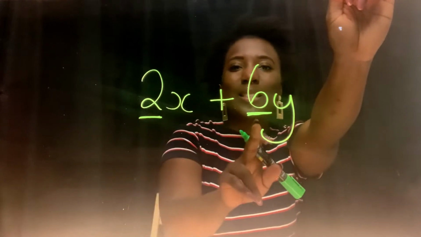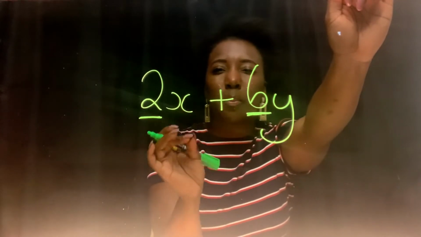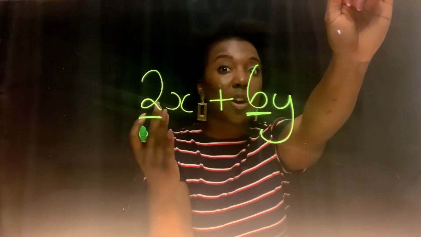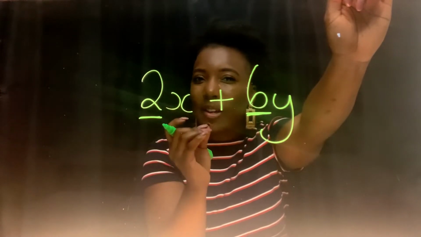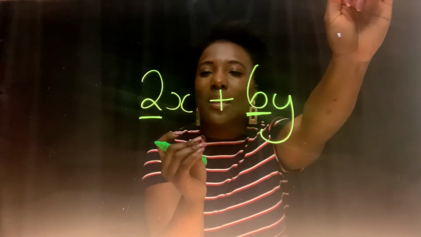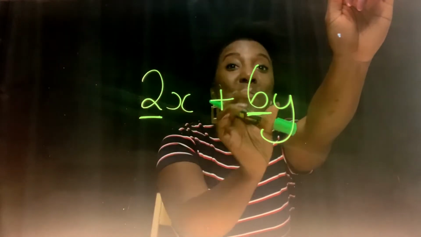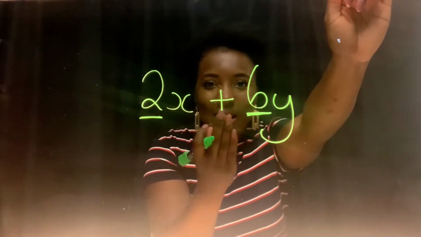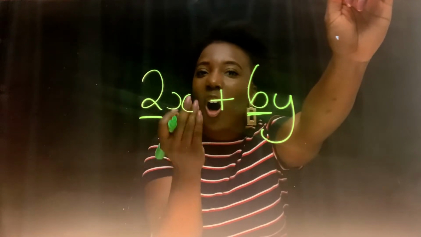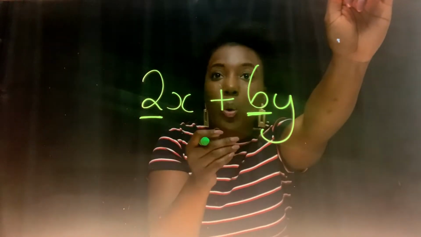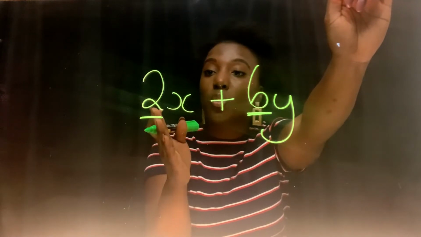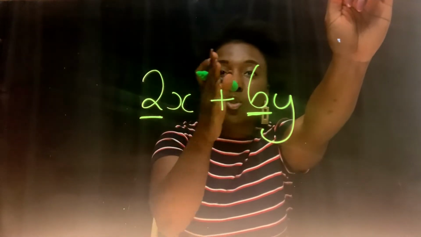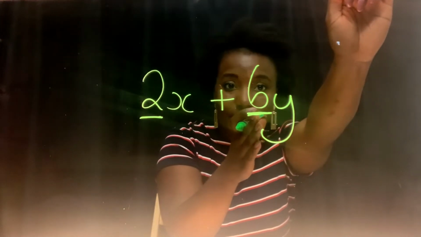Now, 2 and 6, what times table do they both fall into? Well, it's the 2 times table. What does that mean for us? Simply, it means that 2 is a factor of both. Now, remember I said we're doing factorization. Factors are numbers that go into other numbers. So 2 goes into 2 and 2 goes into 6.